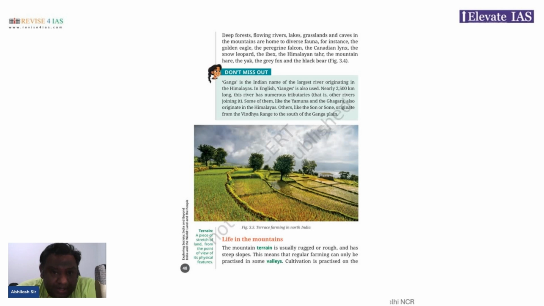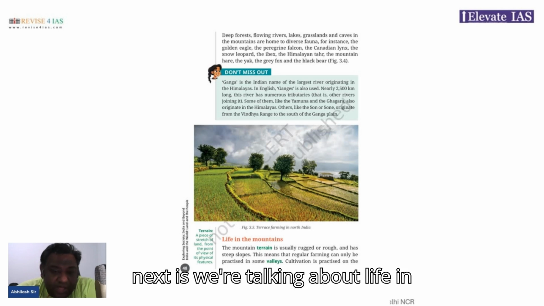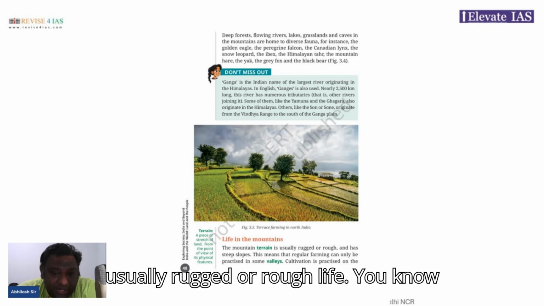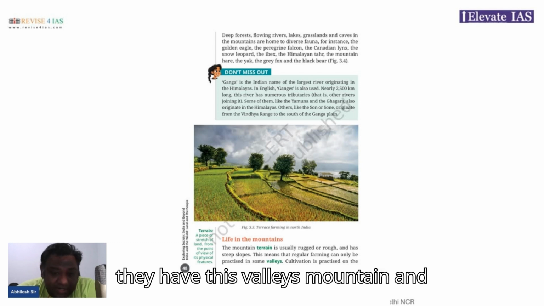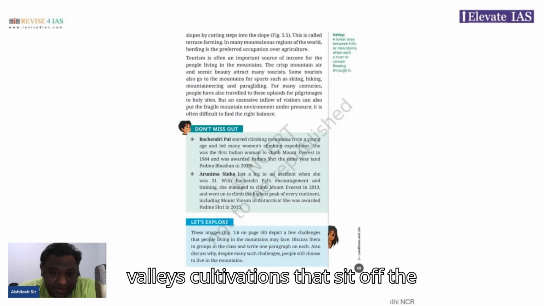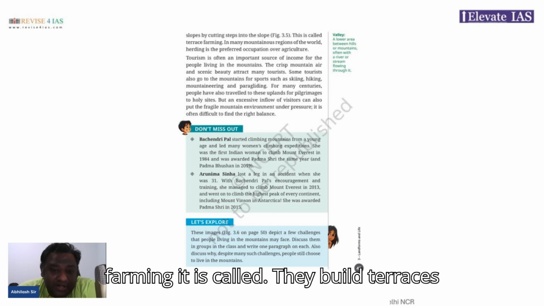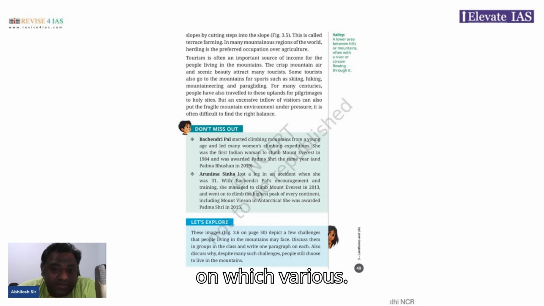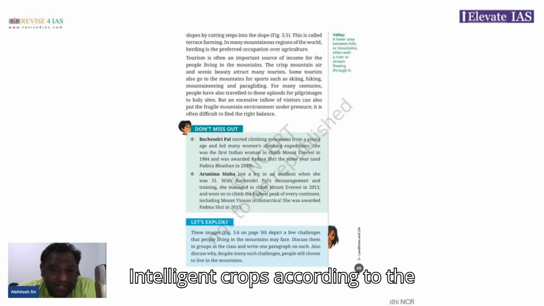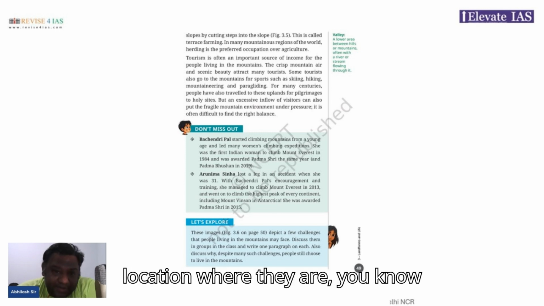Next, we're talking about life in the mountains. A mountain is a terrain and usually a rugged or rough life. They have valleys, mountains and valleys. Cultivation is practiced on the slope. So the slope is cut. Terrace farming it is called. They build terraces on which various agricultural crops are grown according to the location where they are.